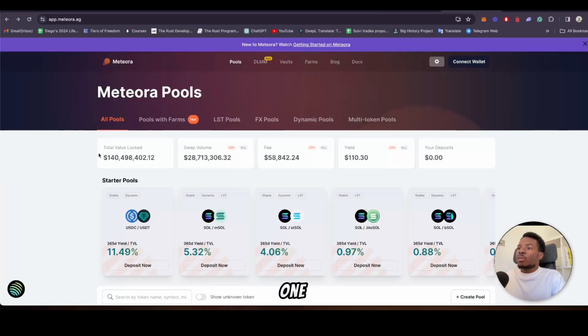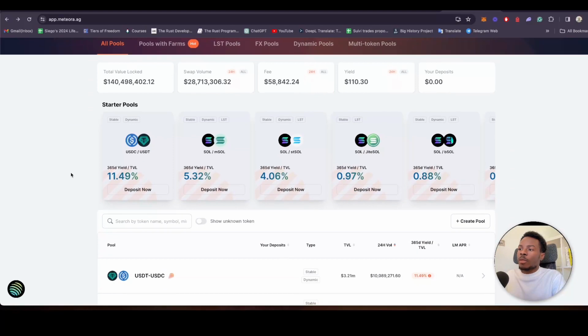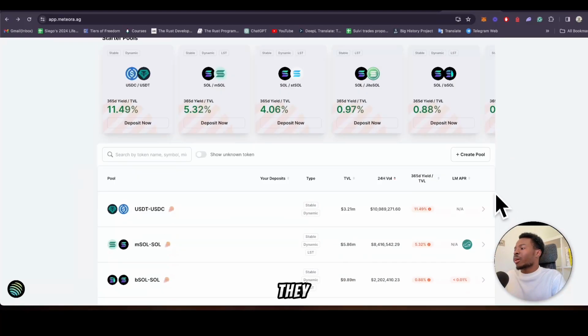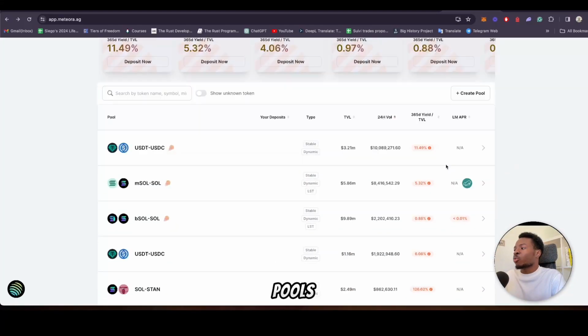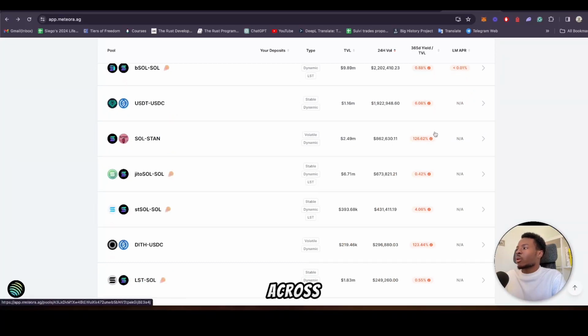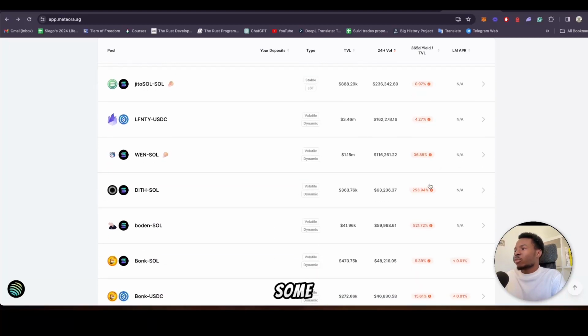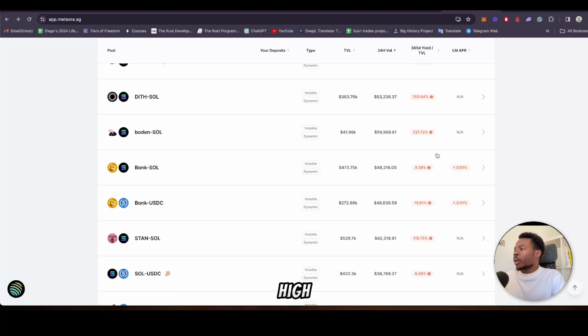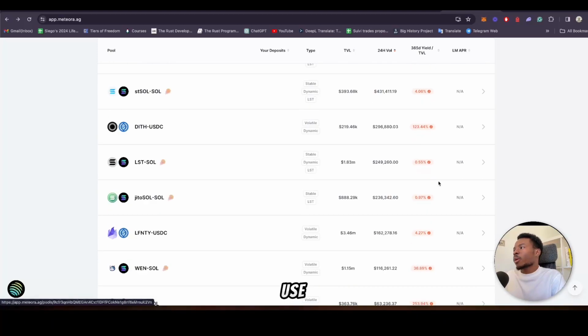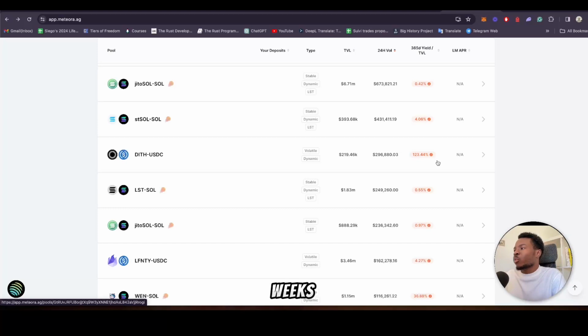Yeah, guys, the final one is Meteora pools, and Meteora does something similar to what Kamino and Marginfi do, but as you can see here, they have a very high variety of pools across different type of assets. For example, if you come here, you can see some of the yields are very high, some of them are very low. And usually when you see very high yields, there's a risk associated with that.